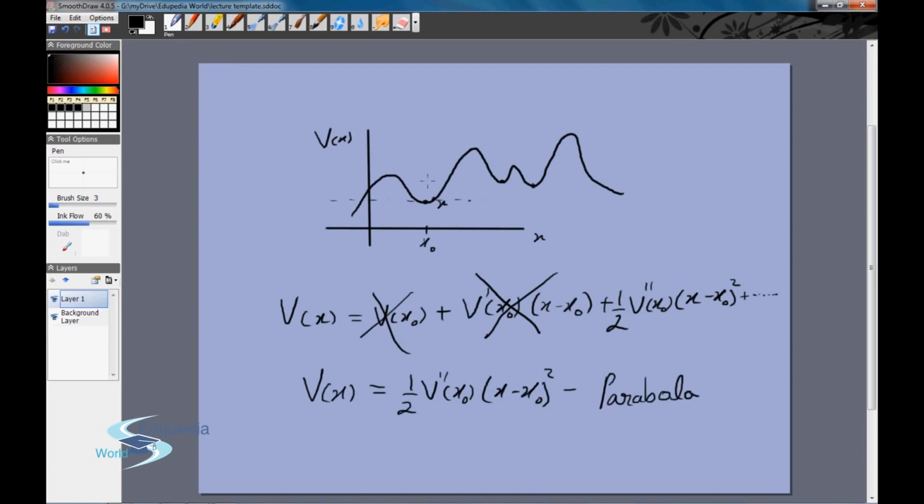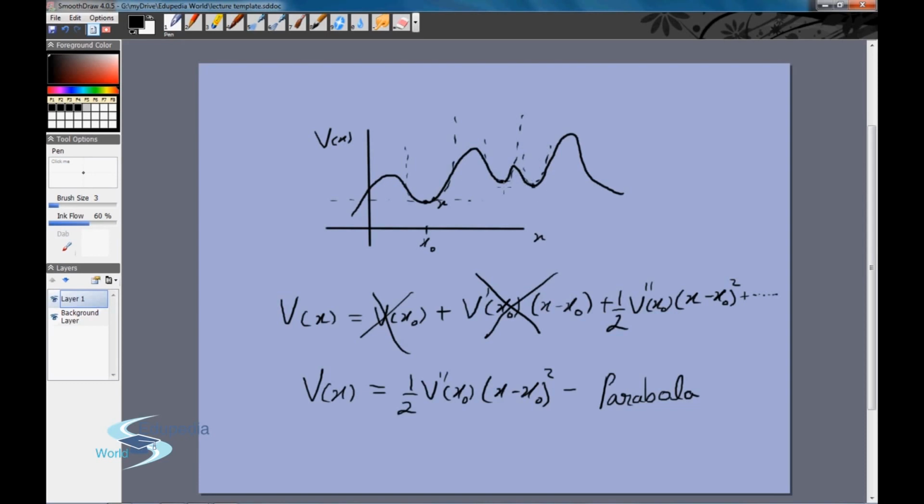This is the same as half kx squared, except the center is not x equal to zero, it is x equal to x naught. So we see that if we look for small enough distances, we can assume that this curve is a parabola.